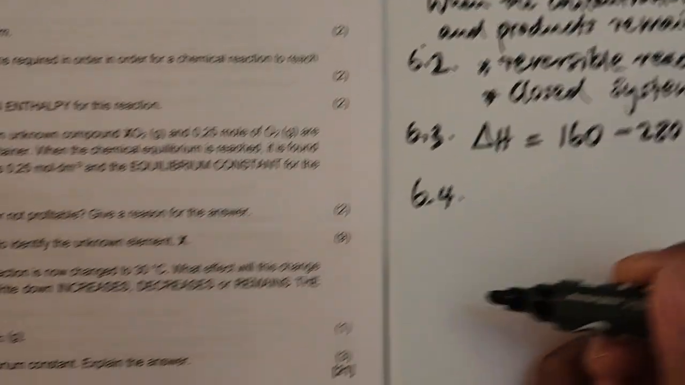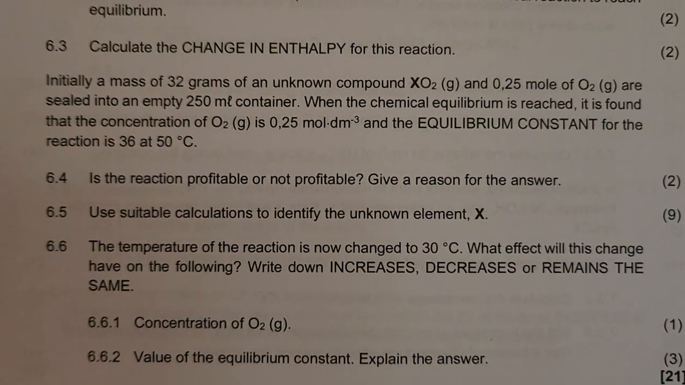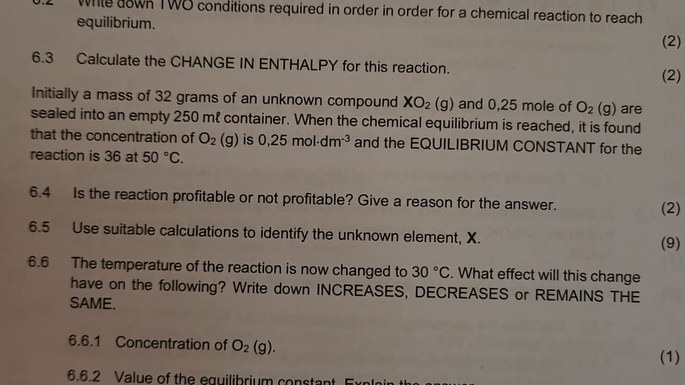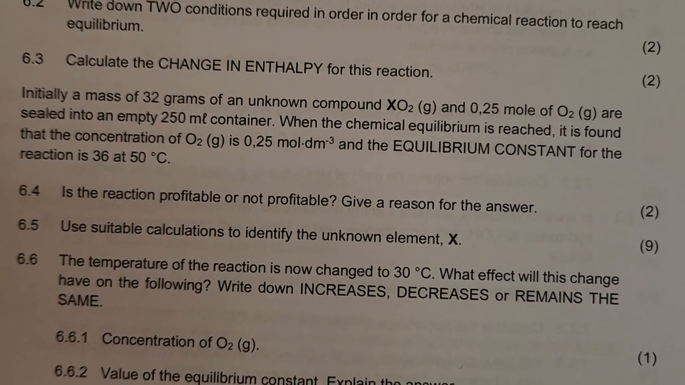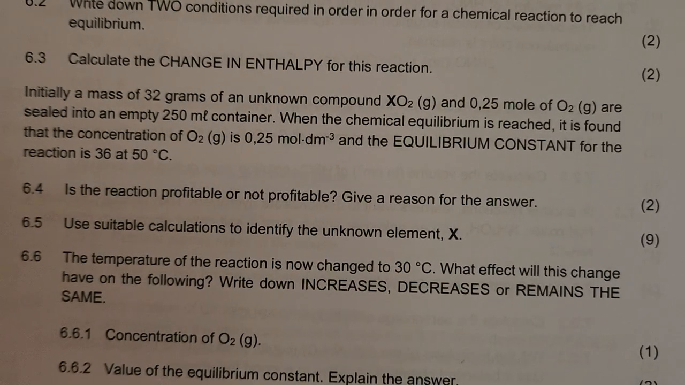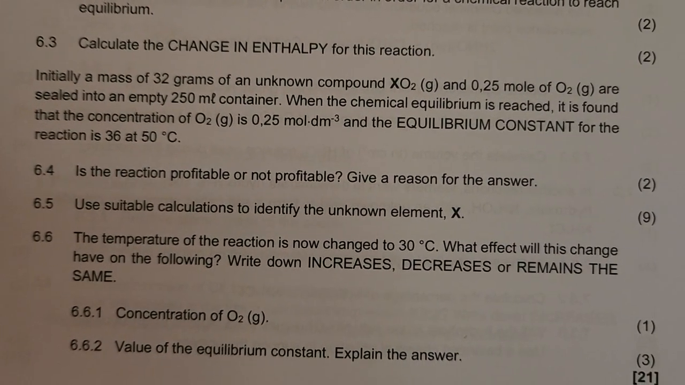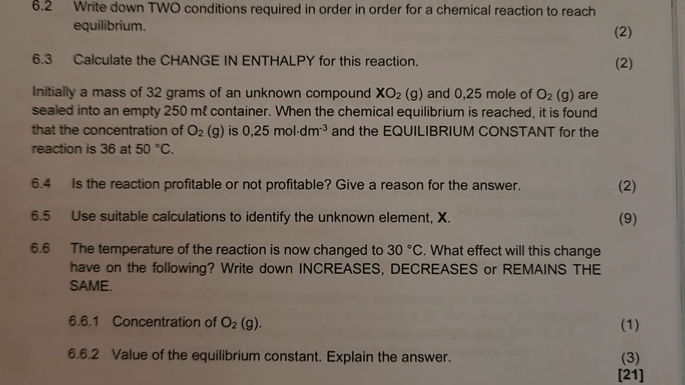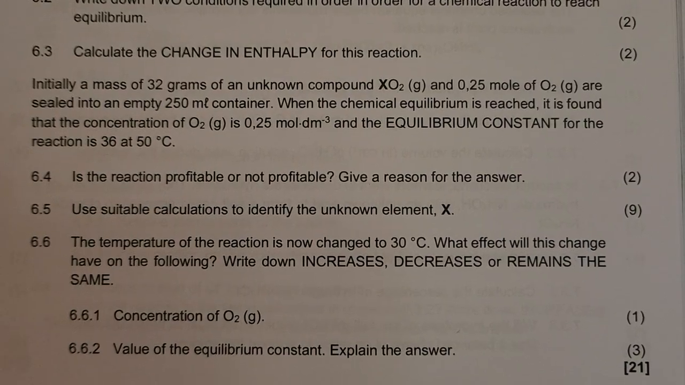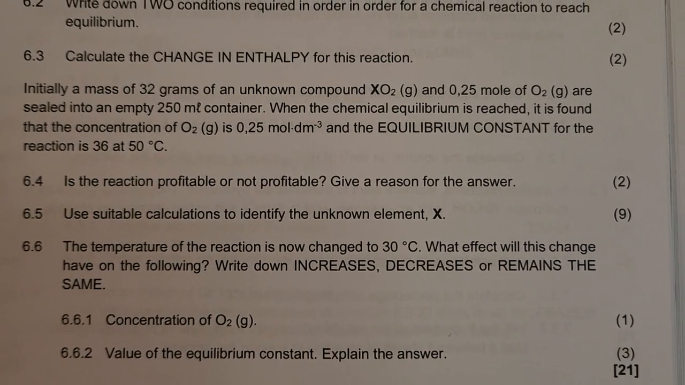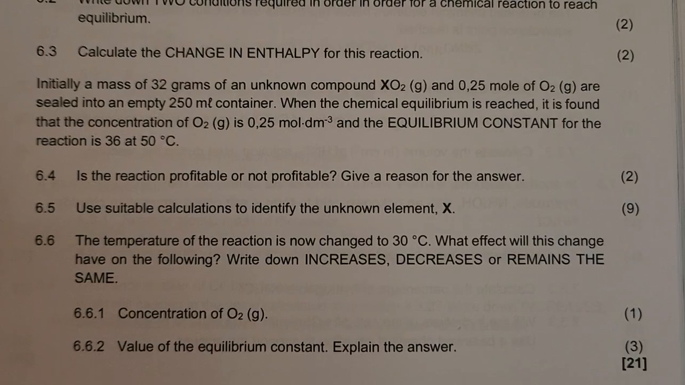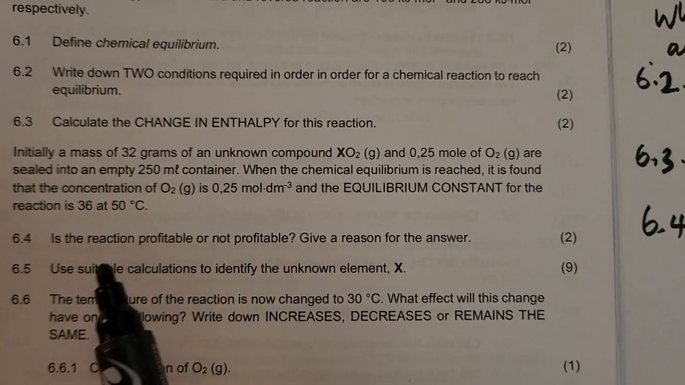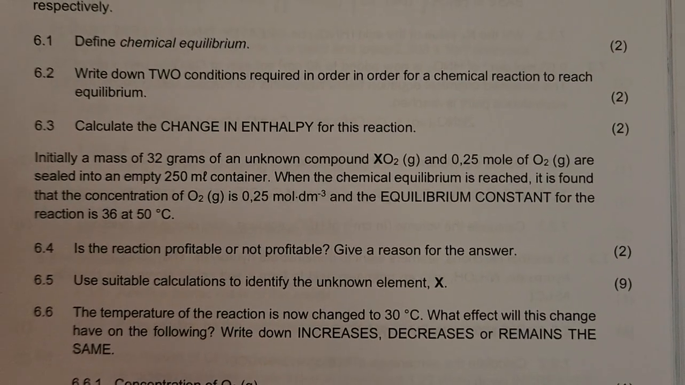6.4. In 6.4 now they say initially a mass of 32 grams of unknown compound XO2 and 0.25 mole of O2 are sealed into an empty 250 milliliter container. We've already dealt with that. When the chemical equilibrium is reached, it is found that the concentration of O2 is 0.25 and the equilibrium constant for the reaction is 36 at 50 degrees. Remember, we don't have to change the temperature. It has to remain 50 degrees. Remember, when you change temperature, the Kc will also change.